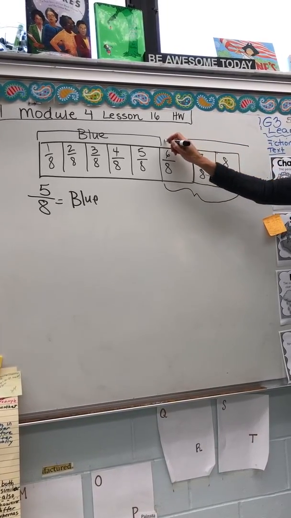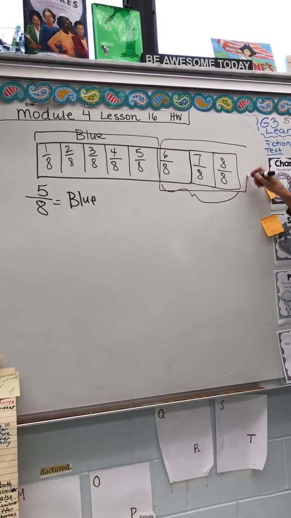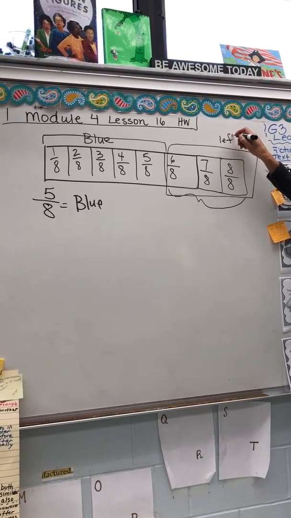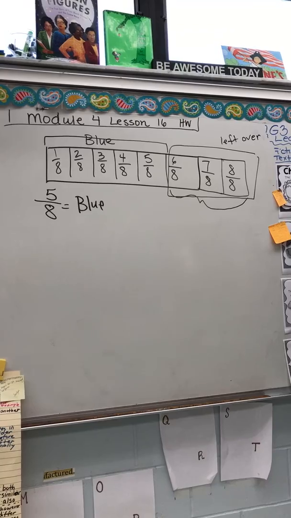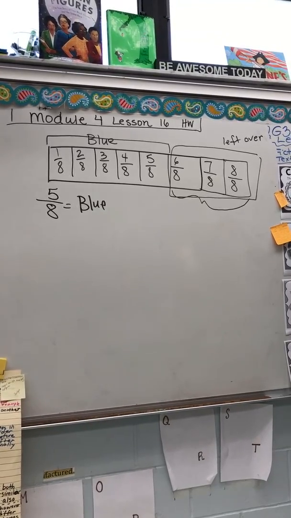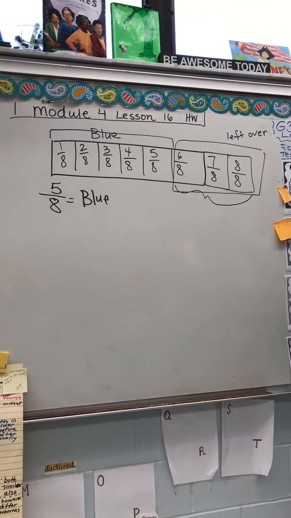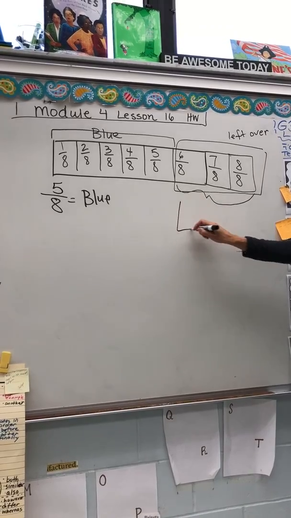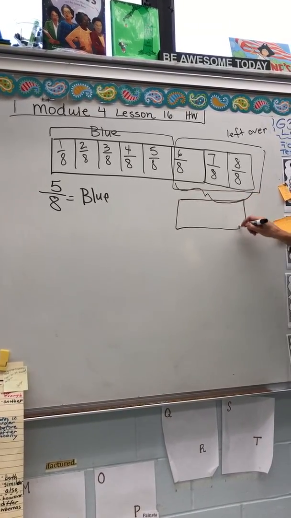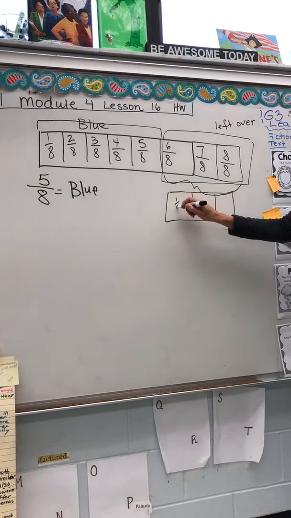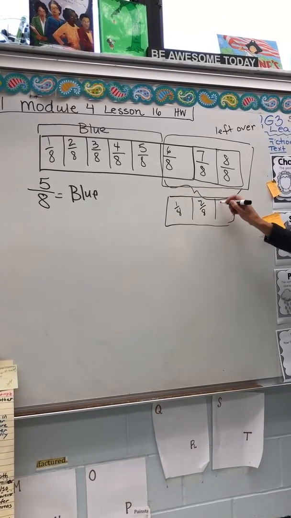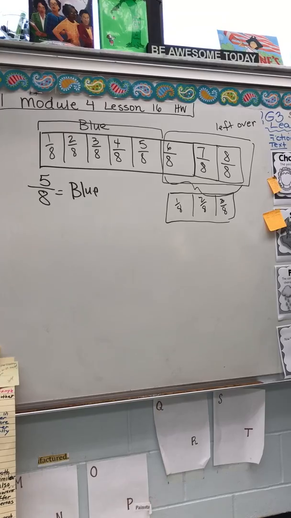This portion is not part of blue. This is the leftover. How much is the leftover for the other 2 colors? Alyssa? 3/8. Okay, we have 3/8. So let's separate it out. This is a new tape diagram. We have 3/8. 1/8, 2/8, 3/8.